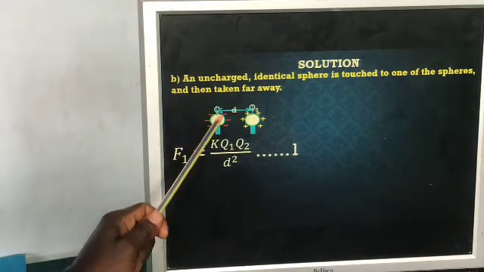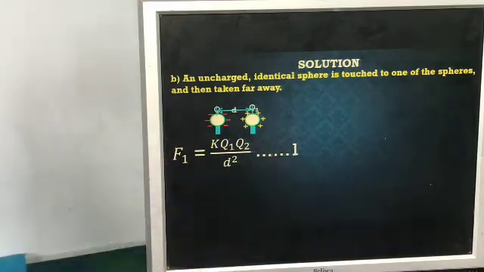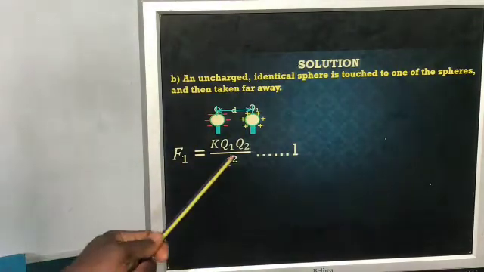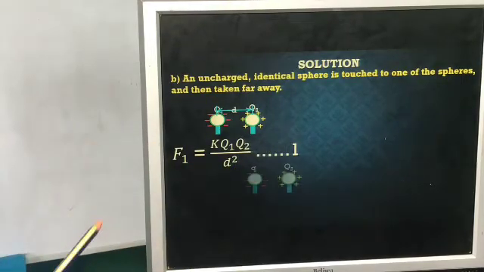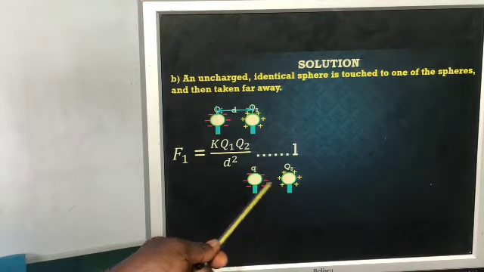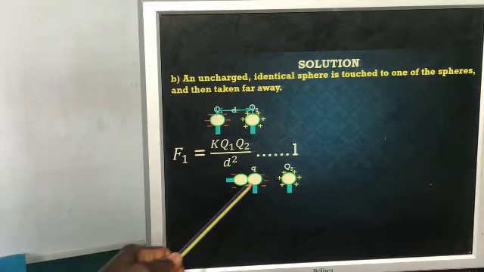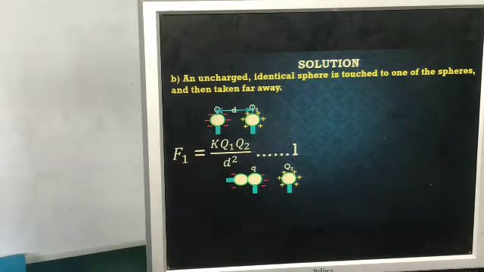Now, from these two charges, applying Coulomb's law, we get equation 1: F1 is equal to this. Then what happens is that we bring an uncharged sphere close to this. The moment we bring the uncharged sphere close to this, there is a principle that we call charge by contact. That is one of the methods of charging a conductor, charge by contact.